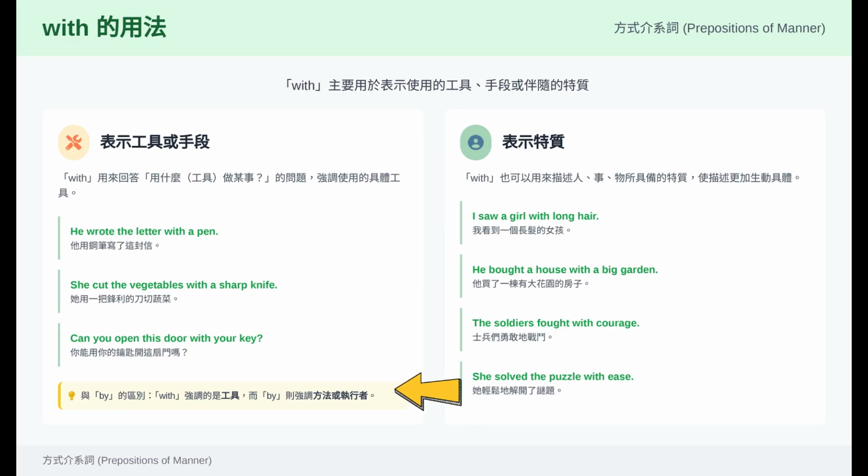The difference between with and by is that with emphasizes the tool, while by emphasizes the method or person performing the task. Indicating characteristics. With can also be used to describe the characteristics of a person, thing, or object, making the description more vivid and specific. I saw a girl with long hair. He bought a house with a big garden. The soldiers fought with courage. She solved the puzzle with ease.